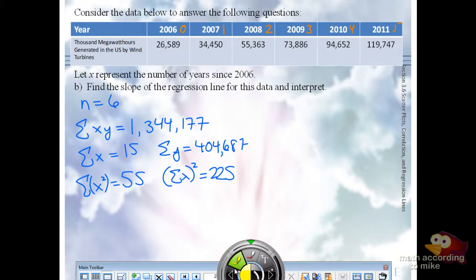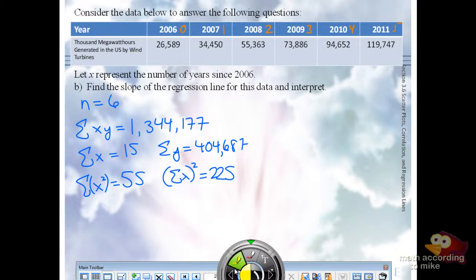So when we found the slope, we got 18,997.69. And again, anytime you interpret a slope, it's always y per x. So the amount of megawatt hours generated is increasing by 18,000, whatever I said, 1,000 megawatt hours per year from 2006 to 2011. So that's where we left things.